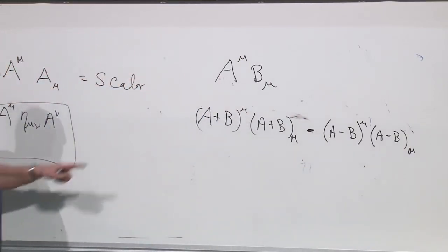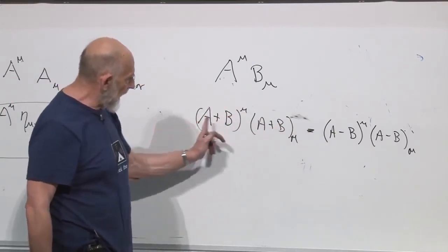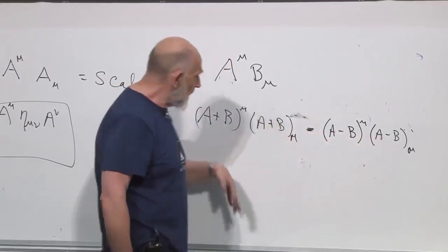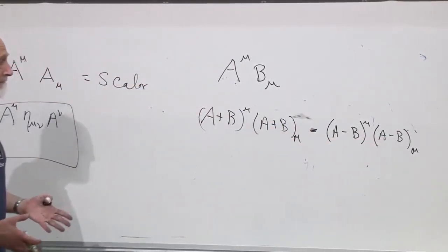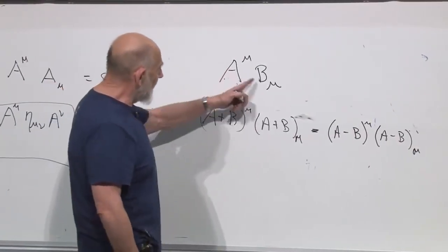Take a look at what we have. We have A mu, we have the A's. The AA terms and the BB terms are the same on both sides. All that's different is the AB. So we'll be left over, when we do this, with A mu, B mu.